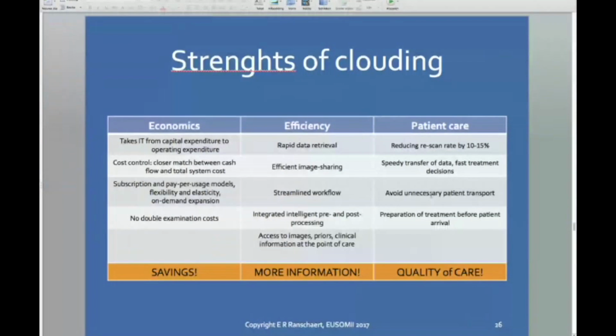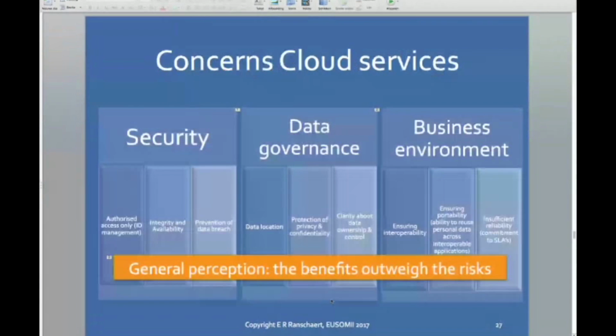Let's think, for example, about the thrombectomy. There's also unnecessary patient transport that can be avoided. So it can be decided if it's valuable to transport the patient or not. And so the treatment setting can be prepared before the patient arrives, which is also more efficient.